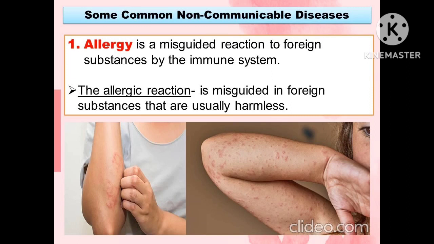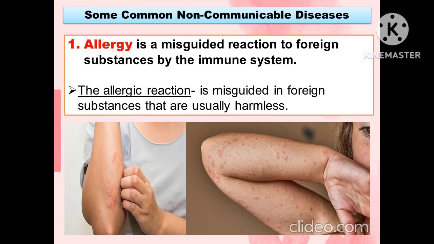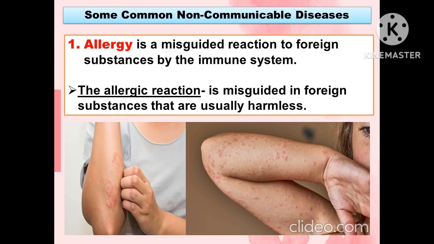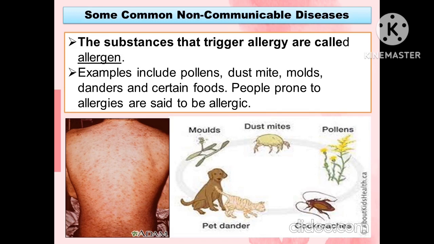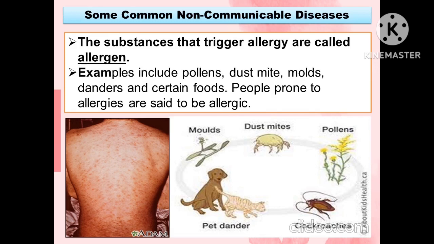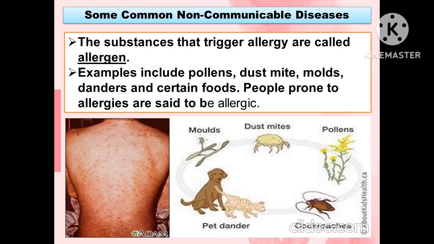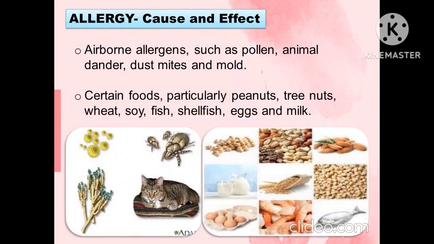First one is allergy. Allergy is a misguided reaction to foreign substances by the immune system. The allergic reaction is misguided because the foreign substances are usually harmless. The substances that trigger allergy are called allergens. Examples include pollens, dust mites, molds, dander, and certain foods. People prone to allergies are said to be allergic.